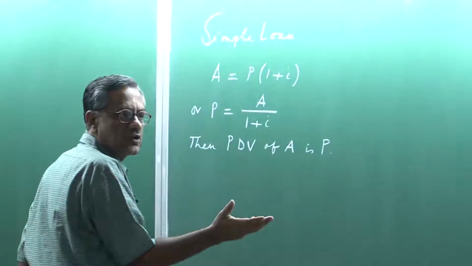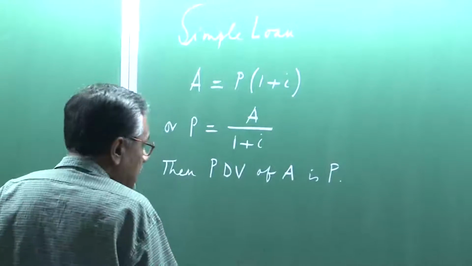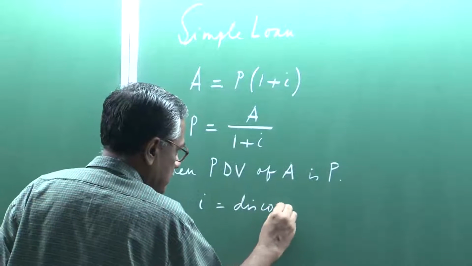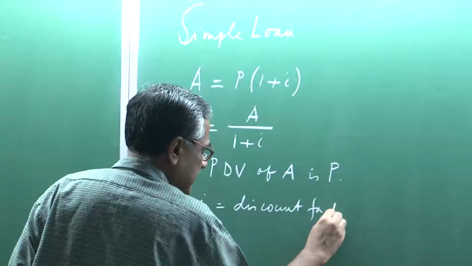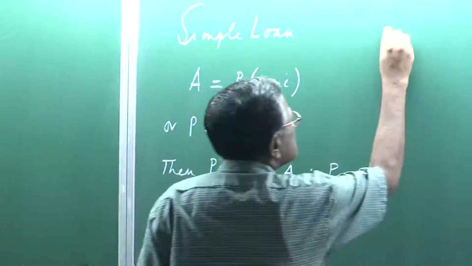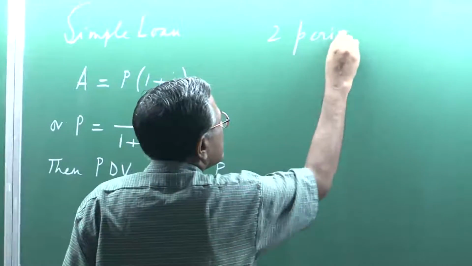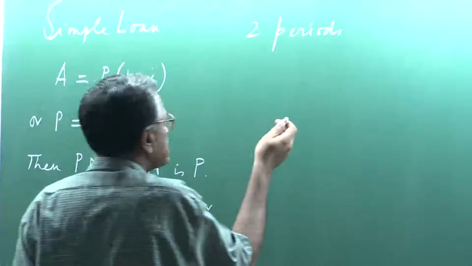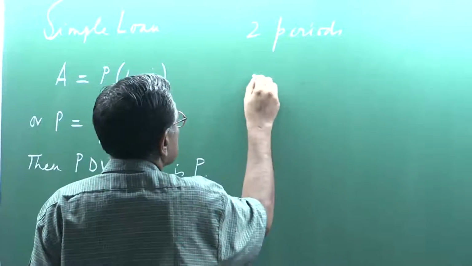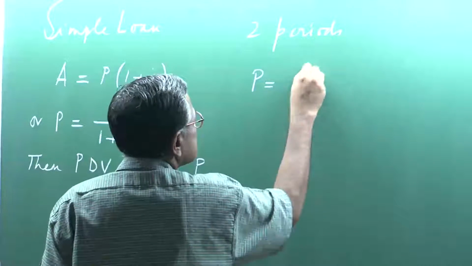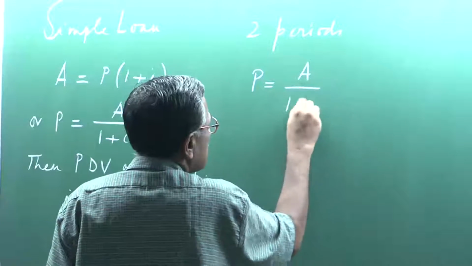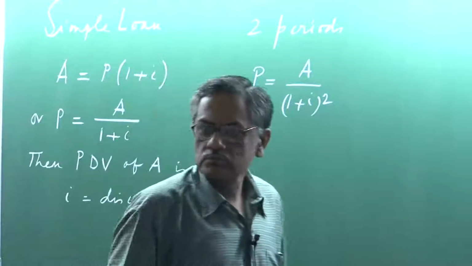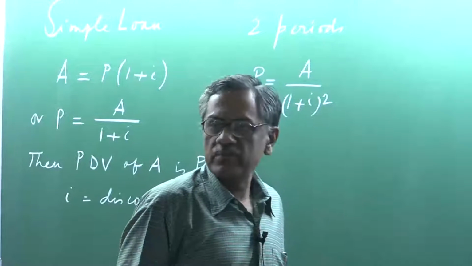If interest rate is 0, they are equal, and I is called the discount factor. Now, this is a one period thing. For 2 periods, in this formulation where interest rate is paid every period, after 2 periods if I get this, the present discounted value will be A over 1 plus I to the power square, where the interest is paid every period.